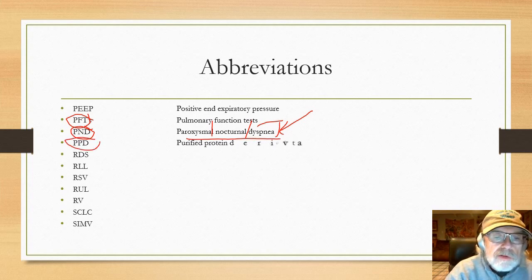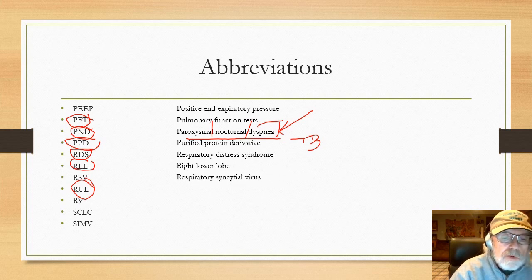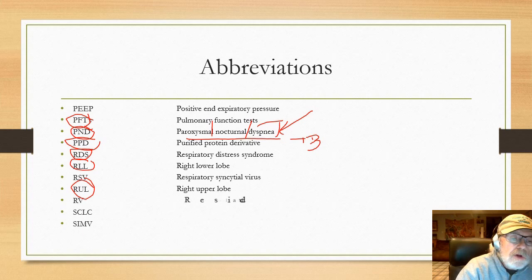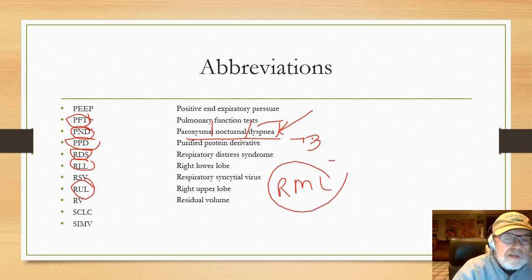PPD, purified protein derivative, like we talked about, that's that TB test. RDS, respiratory distress syndrome, like the ARDS. RLL, RUL, right lower lobe, right upper lobe. RSV, respiratory syncytial virus. It's a virus that does cause a significant lung infection. I do know one child that died from RSV. So right upper lobe, and we have a right middle lobe too, so right ML. RV, residual volume, that's a pulmonary function test.